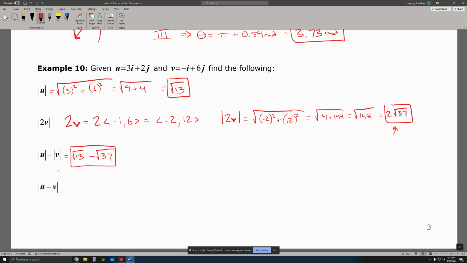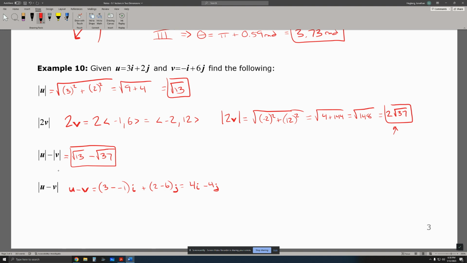Okay. All right, last one, we have the magnitude of u minus v. So if I were to just do u minus v, this would be equal to the component forms. Let's write this in terms of i and j. So let's do 3 minus negative 1 times the unit vector i, and then plus the y component, 2 minus 6 times the unit vector j. This is equal to 4i, and then plus negative 4j, or just minus 4j.